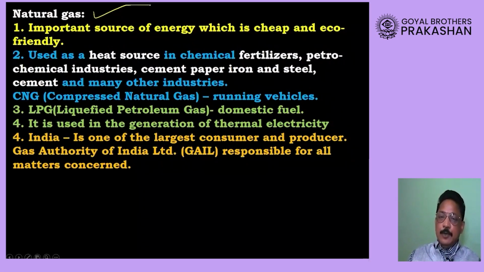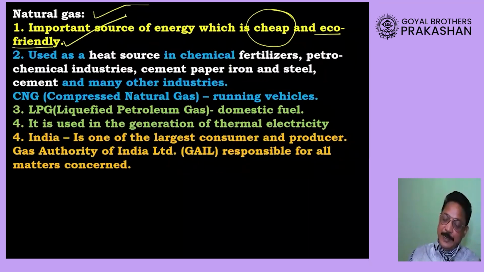Now a few important points, dear students, about this. It is quite cheap, and compared to coal and petroleum, it does not produce much smoke, therefore it is eco-friendly. We can also use it in the chemical industry, for making fertilizers, in the cement industry, paper, iron and steel industry, as a source of energy.